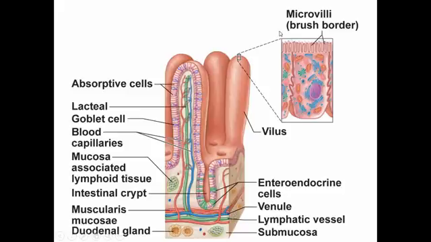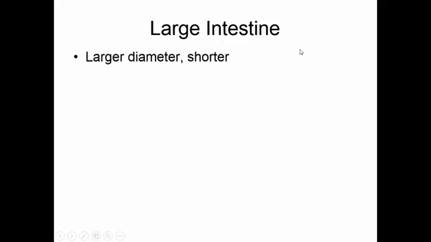Each of these cells has individual microvilli on its surface. These are the brush border cells, so these are the cells that produce the brush border enzymes that do the final chemical digestion. The large intestine is larger in diameter than the small intestine and shorter, only about 3 feet long or so. This goes from the ileocecal valve to the anus.